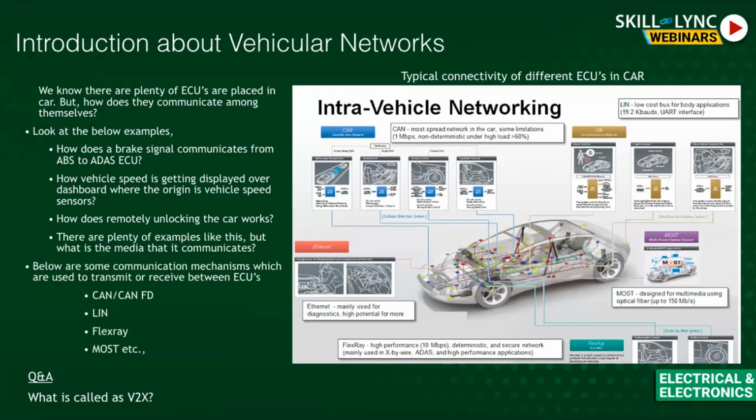And how does remotely unlocking a car work? Yeah, IR, right? With the unlocking key, you're directly unlocking your vehicle door. So this is also one kind of protocol. There are plenty of examples like this. When you turn on the light, it just turns on. How exactly is it turning on? It's not a simple electric circuit. You are just giving the information to the ECU, and the ECU tells the light to turn on. That's how it actually works. So this is quite a good introduction about vehicular networks.